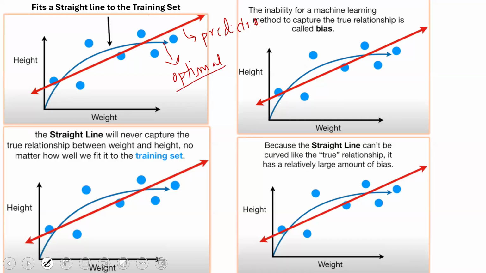The optimal line captures the true relation between the height and weight, whereas this is the predicted relation between height and weight by the algorithm that we have chosen. Now, what bias basically means is the inability of the machine learning method to capture the true relation. There is a deviation, right? This is called bias. So it didn't capture the true relation. It deviated from it. That is called bias.